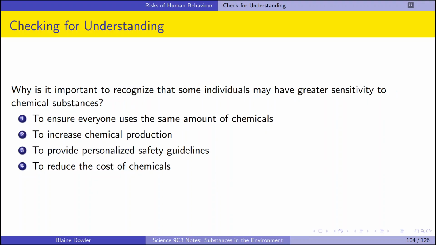Why is it important to recognize that some individuals may have greater sensitivity to chemical substances? To ensure everyone uses the same amount of chemicals, to increase chemical production, to provide personalized safety guidelines, or to reduce the cost of chemicals. Pause now if you need more time. It's to provide personalized safety guidelines.